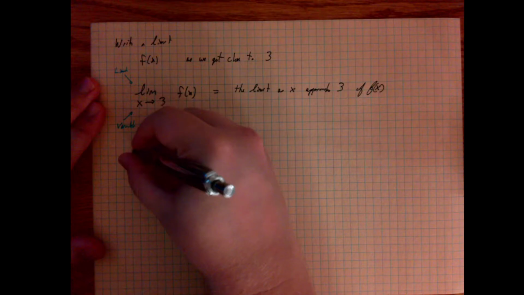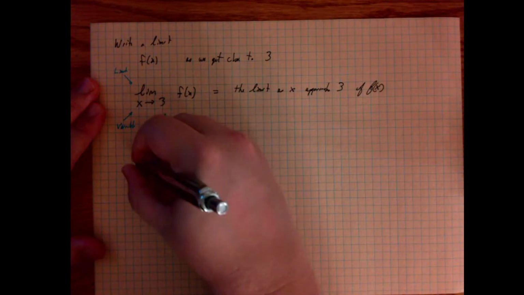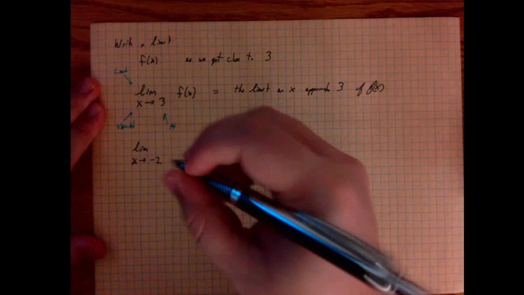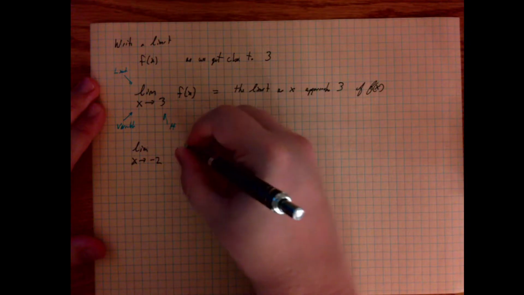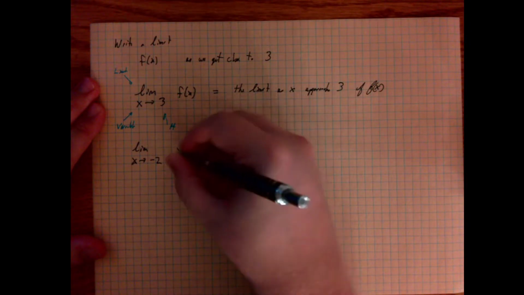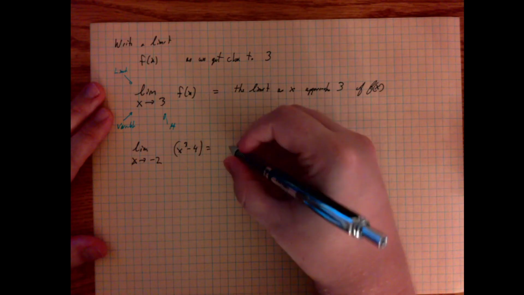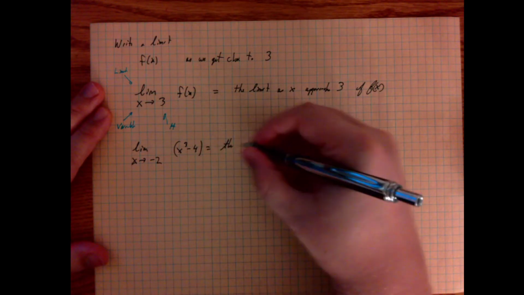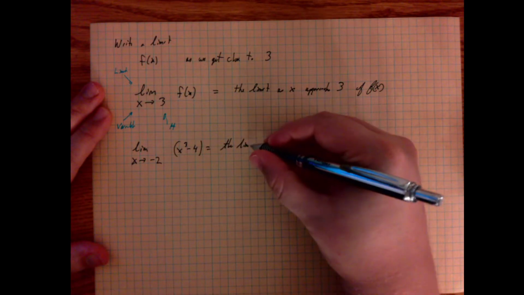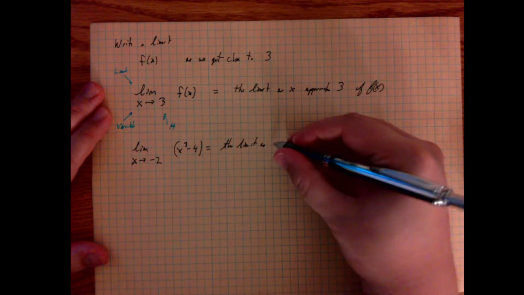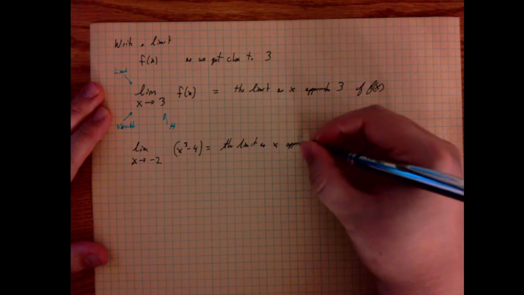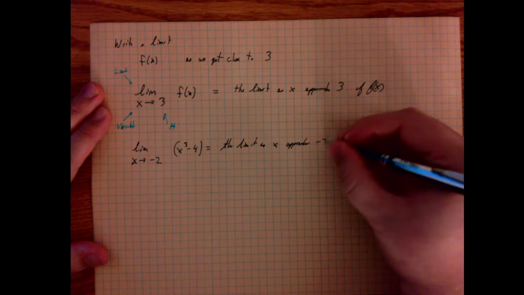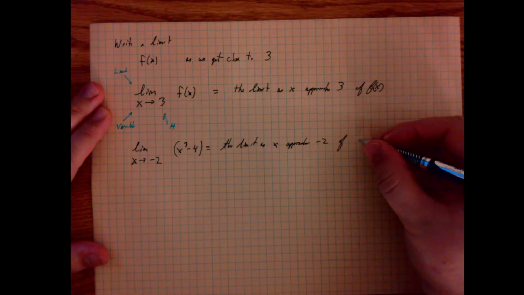Similarly, if I was to write out the limit as x approaches -2 of x cubed minus 4, we would write this as the limit as x approaches -2 of x cubed minus 4.